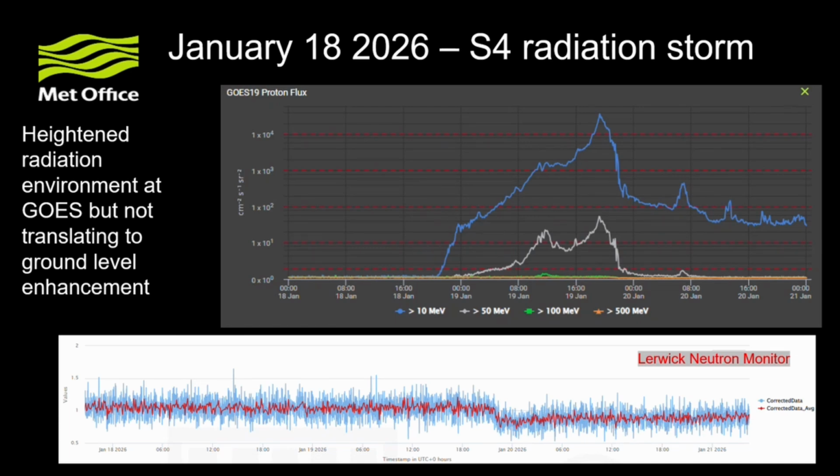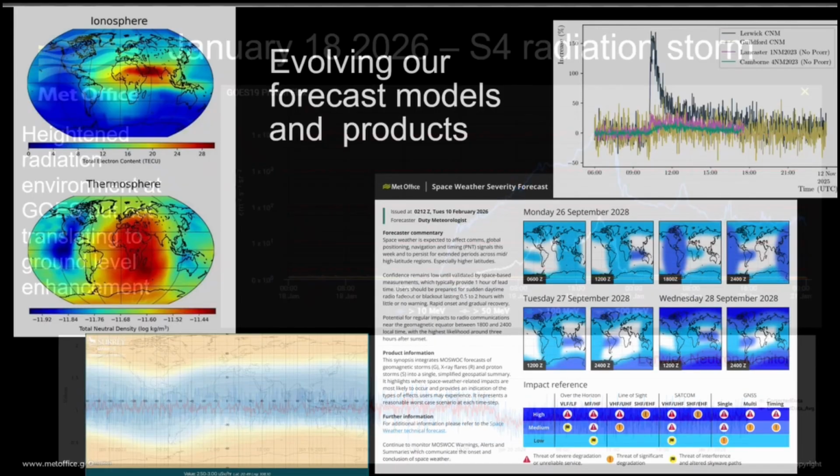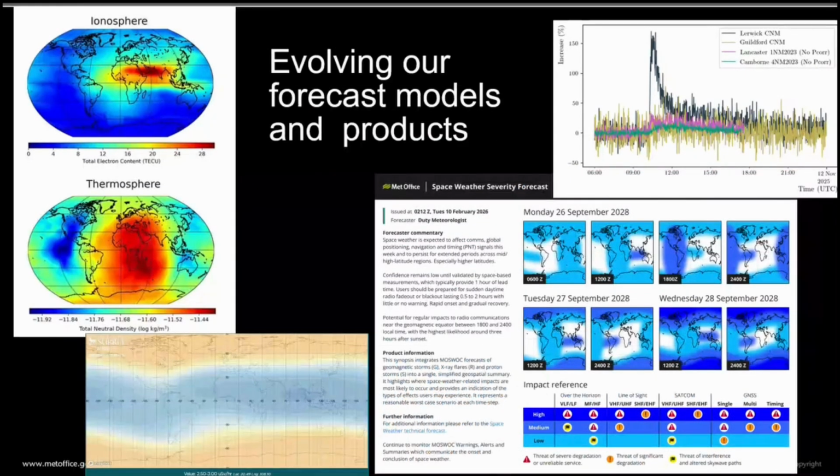So it's because of this that we're trying to improve the modelling and monitoring capabilities that we've got at the Met Office. So whether this will be giving alerts when we experience ground level enhancements, or it feeds into models which can give an indication of radiation at aviation altitudes.